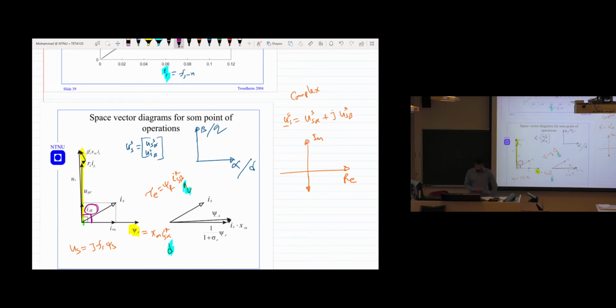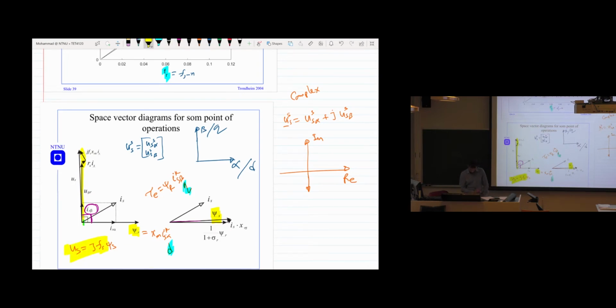And also, if you look at the space vector diagram for the stator flux, you can see this is the stator flux here, this one on the top. And if you look at the voltage, which is at 90 degrees, right? If you remember, from here.